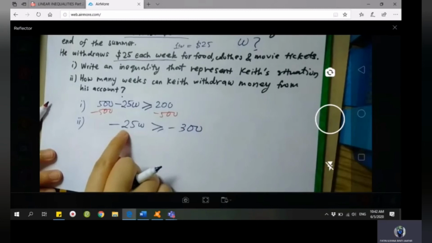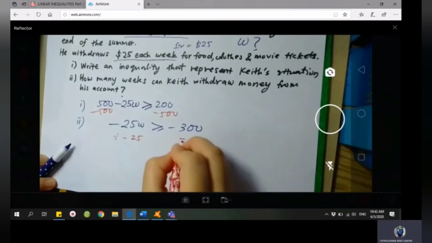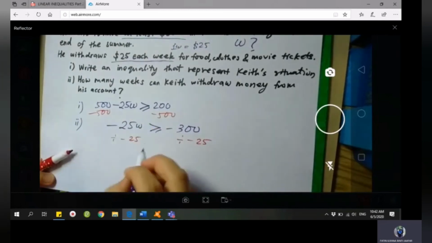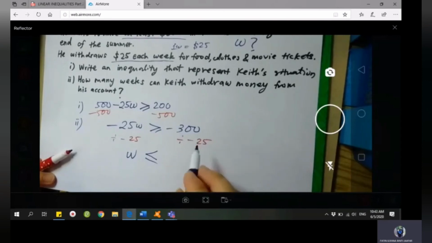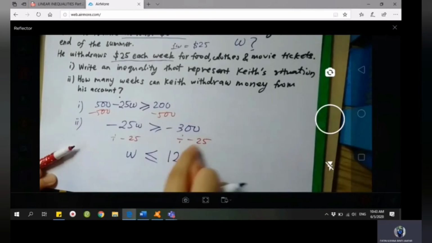Okay, and then kita akan bahagi negatif 25 sini. Sini pun akan bahagi negatif 25. Okay, so bila bahagi negatif, this sign have to change. So dia akan tukar jadi macam ni. Okay, so negatif 25 bahagi dengan negatif 25. Negatif bagi negatif, positif. 25 bagi 25, 1. So dapat W. Negatif 300 divide with negative 25. So we will get 300 divided by 25, 12. Okay, negatif, negatif, positif. Okay.